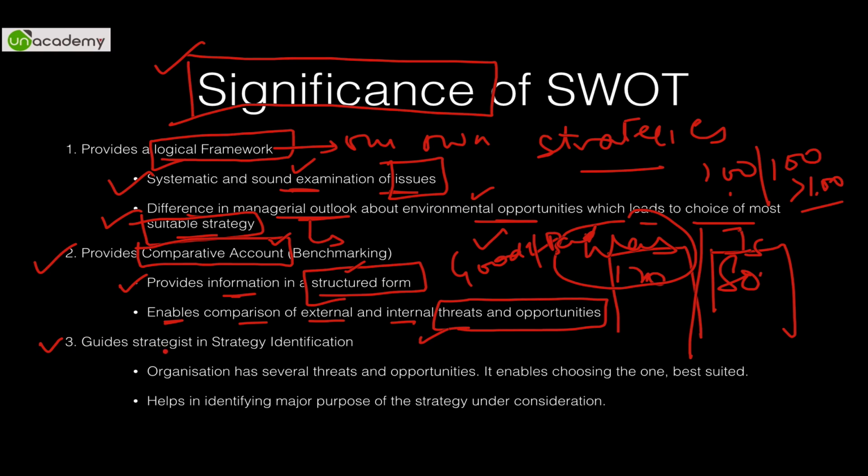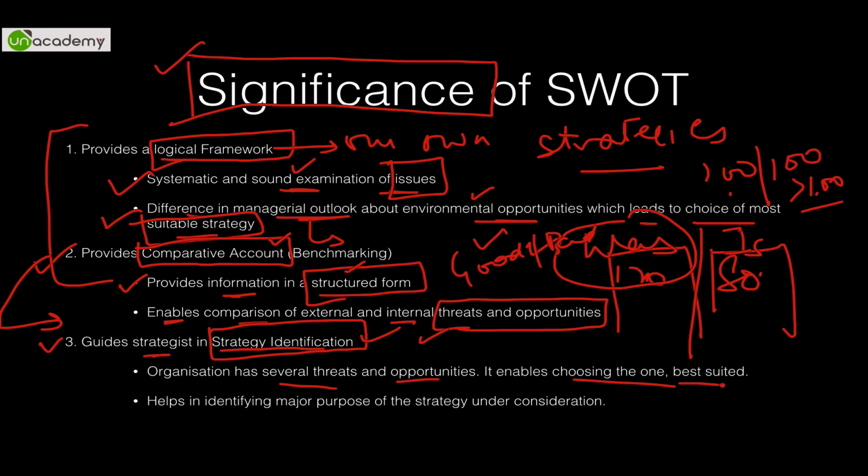And the last is it guides strategist and strategy identification. On the basis of the above two comes the third significance. It would guide the people who are making the strategy or identifying a proper strategy. Organization has several threats and opportunities. It enables choosing the one best suited on the basis of whatever we have done earlier. It helps in identifying major purpose of strategy under consideration. So whatever is the purpose, we try to understand on the basis of whatever we've understood above, and on that basis we try to choose the best possible strategy. So this was it for today, the second part of the third chapter.